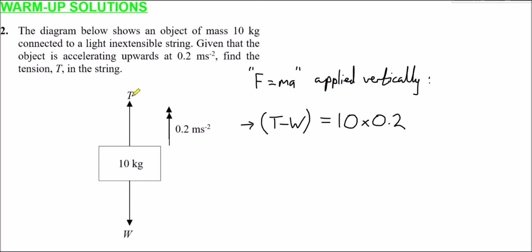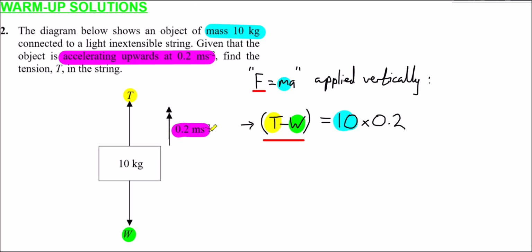So this is T, W is resisting the motion. So T minus W gives us the resultant force, so that is the resultant force. 10 is the mass of the object, and we've been told that the acceleration is 0.2. So we know where all these numbers have come from, should be no surprise, but I'm just labelling them on here.